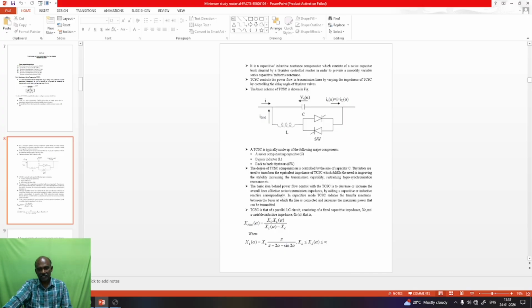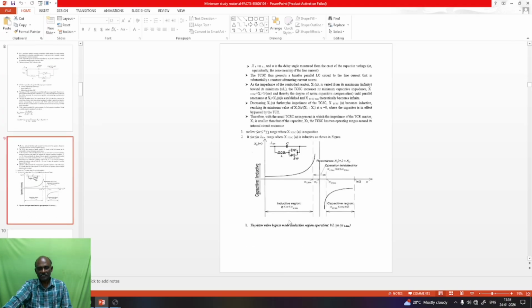TCSCs that have parallel LC circuits. So here we have one more. L is parallel to C, consisting of a fixed capacitive impedance XC and a variable inductive impedance XL. The reactance of the TCSC is given in the following equations. So it is thyristor valve, bypass mode, inductive region, using various switching modes for various switching angles.